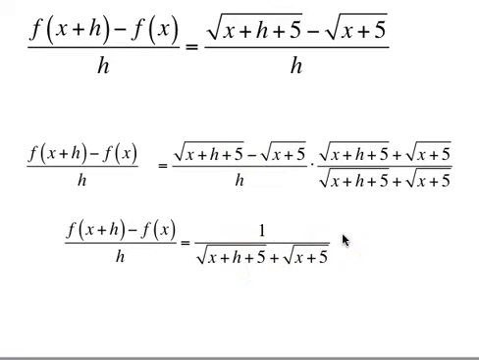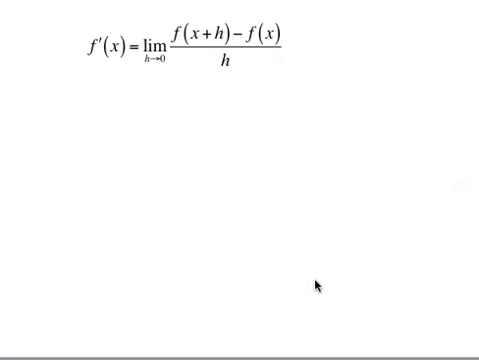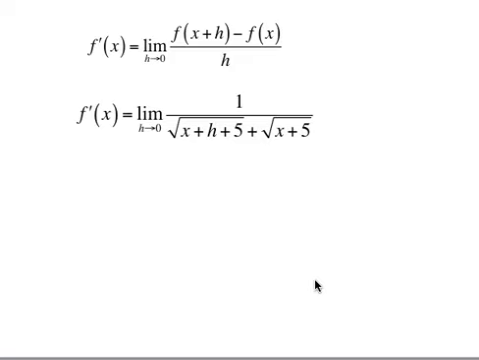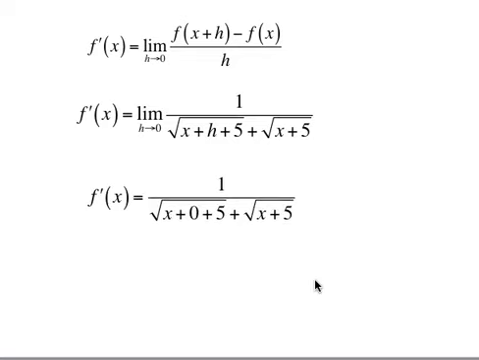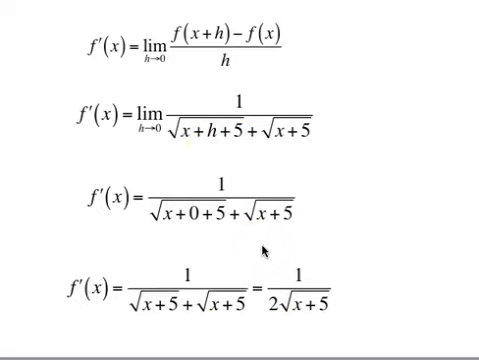But to get the derivative, I've got to take the limit as h goes to 0. So plugging in a 0 here, you can see where that's going to go. f prime of x, limit as h goes to 0 of that. That was on our previous page. 1 over root x plus h plus 5 plus root x plus 5. Plug in the 0 for h. 1 over root x plus 0 plus 5 plus root x plus 5, which gives me 1 over root x plus 5 plus root x plus 5, or 1 over 2 times the square root of x plus 5. And that will conclude this lesson.